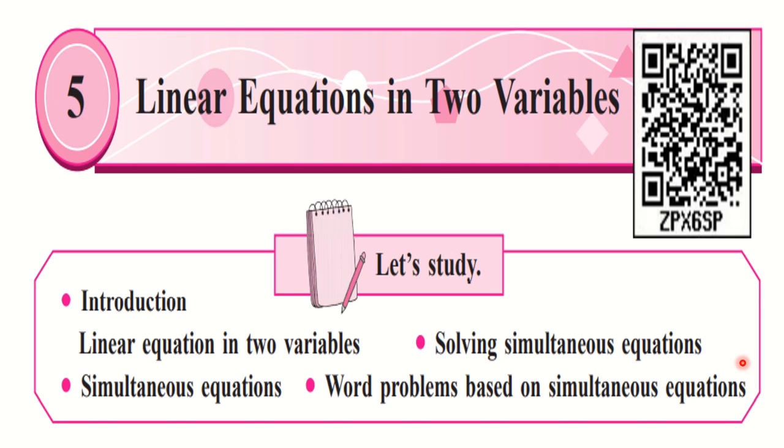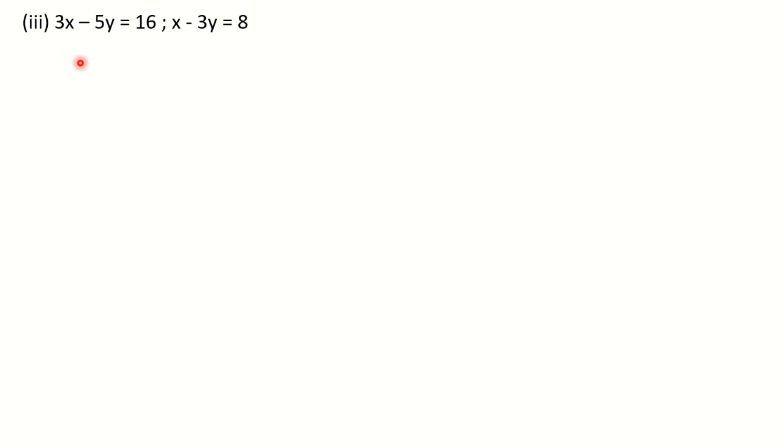In that, we have completed question number 1, question number 2, and from question number 3, two sub-questions are completed. Now, let us start with the next sum, sub-question number 3 from main question 3. Here we have two equations: 3x minus 5y is equal to 16 and x minus 3y is equal to 8.